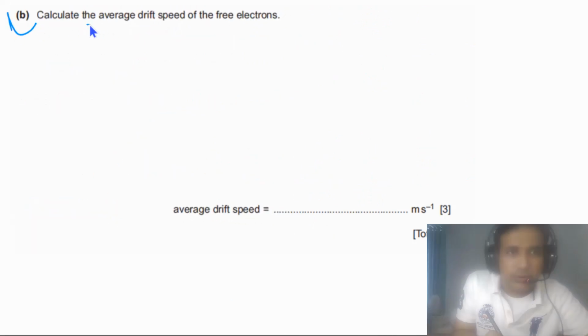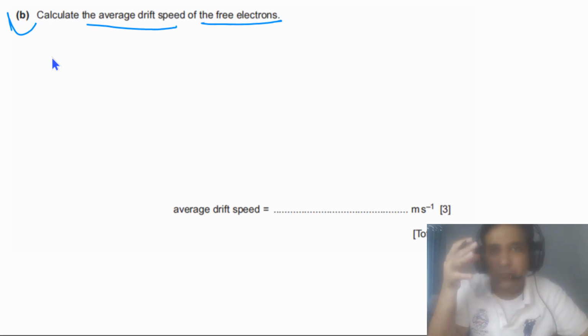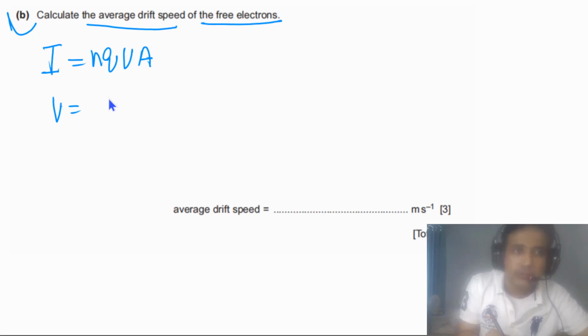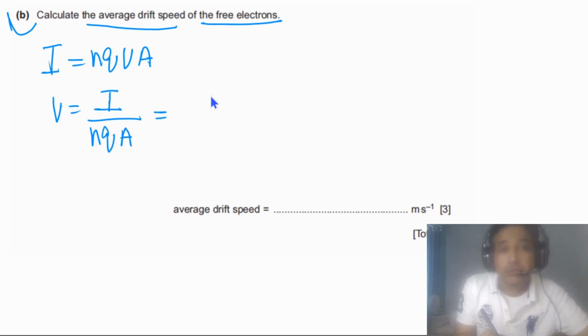Part B says calculate the average drift speed of the free electrons. In order to calculate the average drift speed of the free electrons, we simply have to use the transport equation, which means I is equal to nqvA, and v is the drift speed here. We need to calculate v, so we can make v the subject. So v is equal to I divided by nqA. But in the question, I is not given to us. I is equal to Q divided by t, where t is the time, and this is divided by nqA.